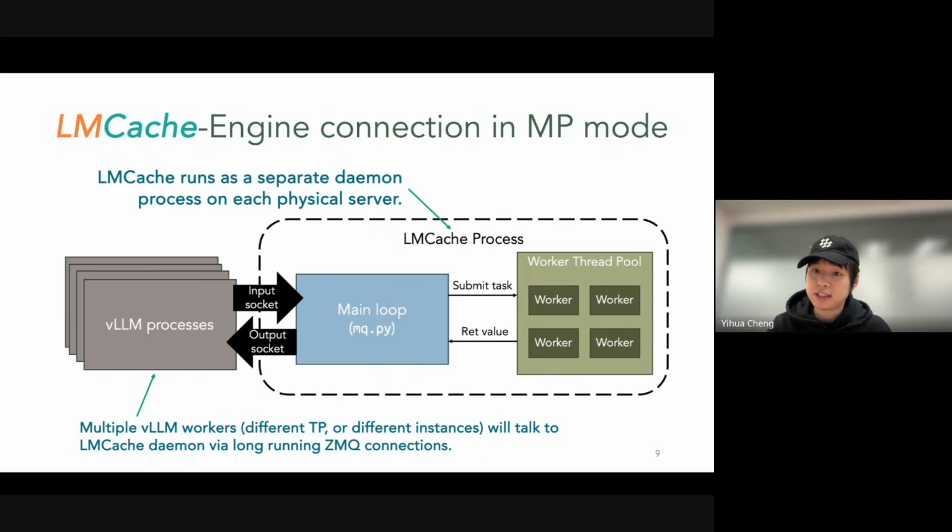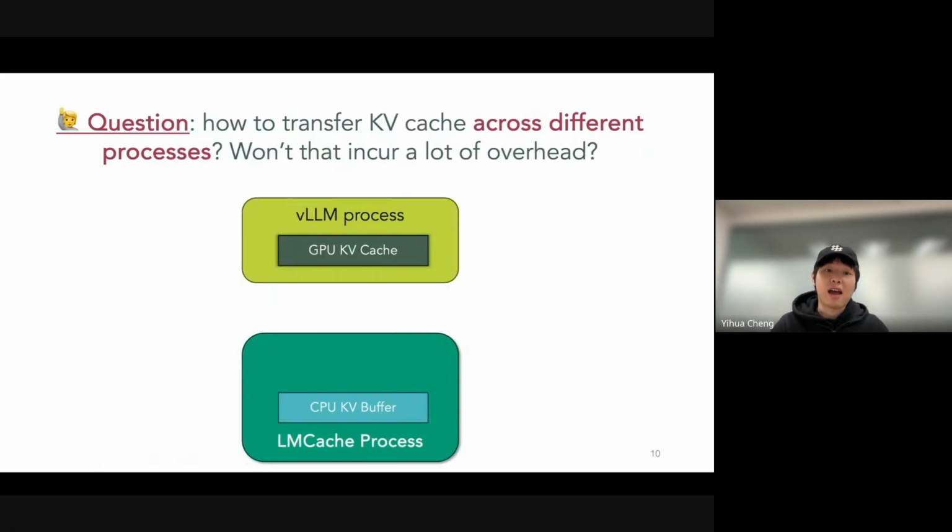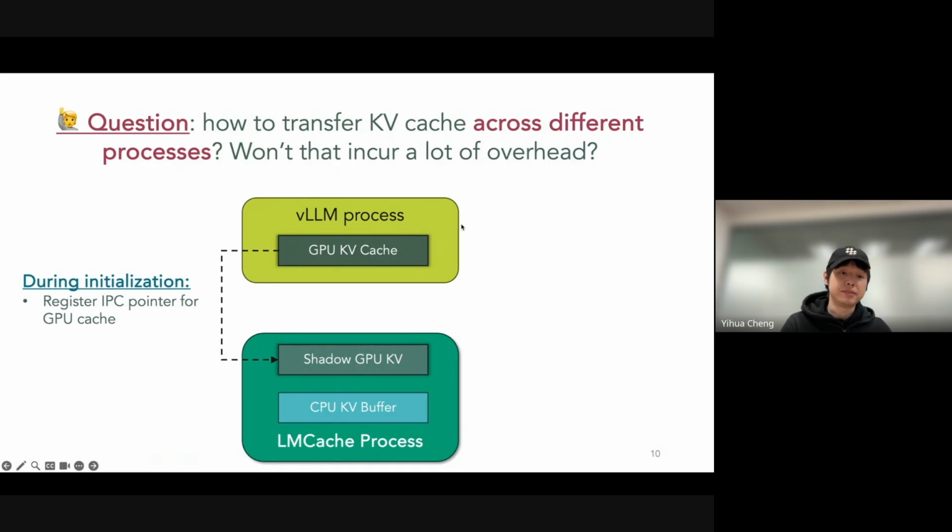At this stage, you're wondering, since we are separating LMCache from vLLM, how do we transfer KV cache across different processes? Intuitively, it sounds like a lot of overhead to do IPC transfer across different processes, and KV cache is super big, so that will probably take a lot of overhead. We actually address this problem by doing GPU IPC.